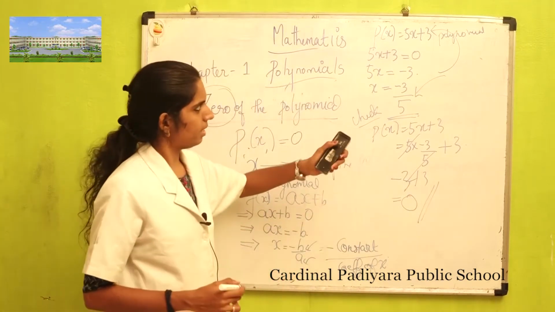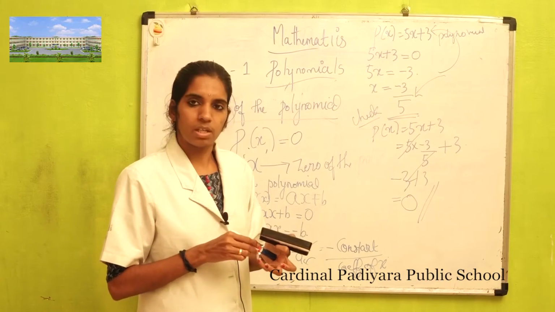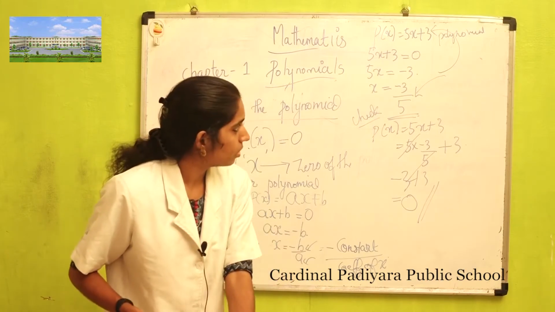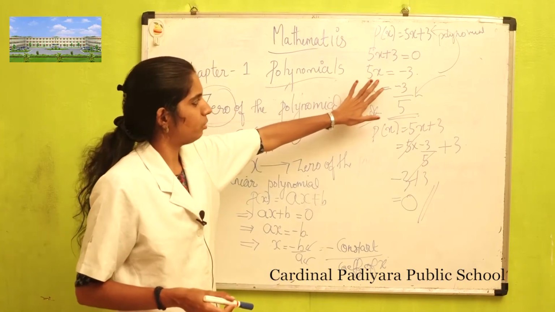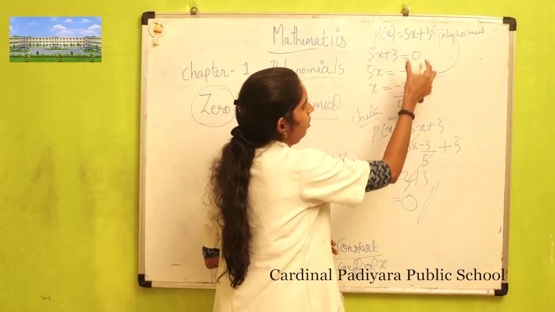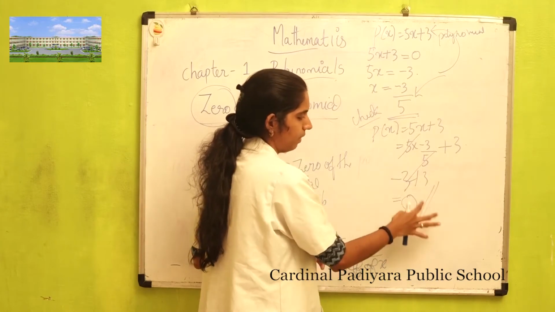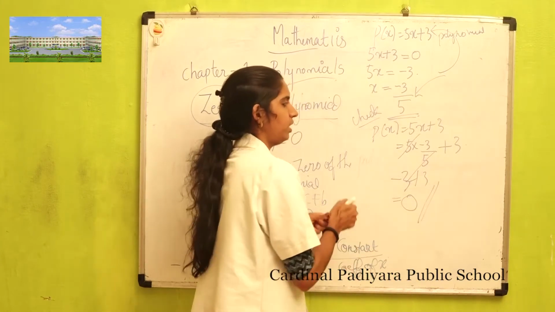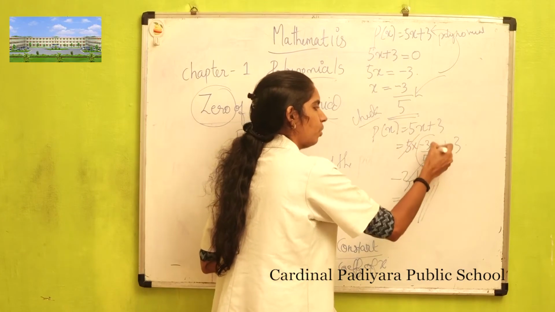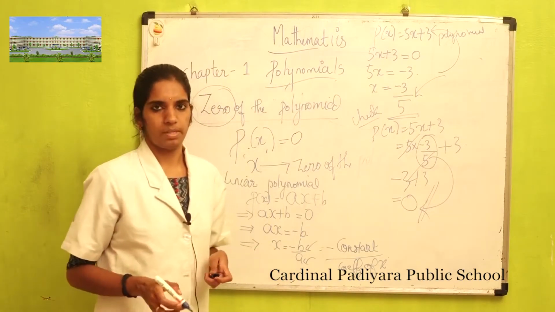Do you get the idea? How will you find the zeros of the polynomial? First you should equate it equal to 0. So the final value is x equal to minus 3 by 5. When we substitute this value in the given polynomial and calculate, finally its value becomes 0. So this number is known as the zero of the given polynomial.